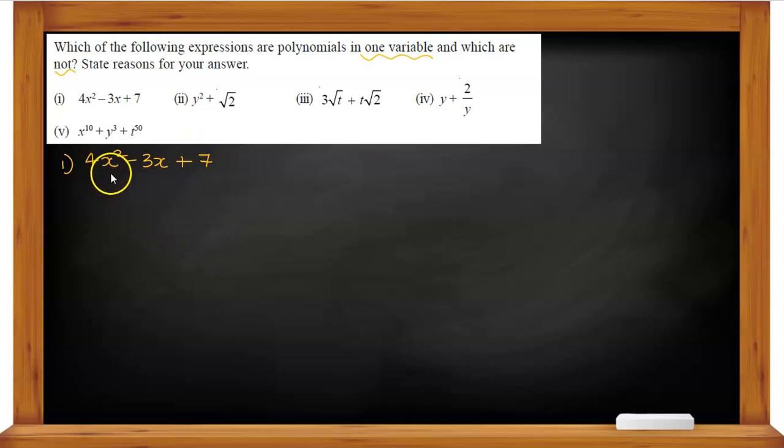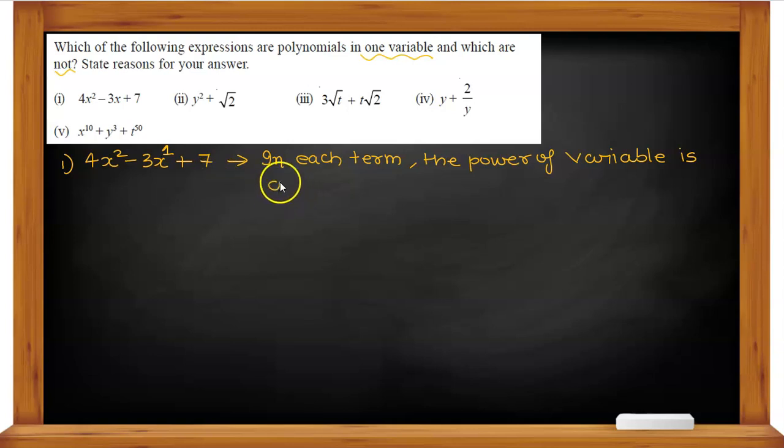Here in this expression there are three terms: 4x square, minus 3x, and 7. In the first term, the power of x is 2, which is a whole number. Here the power of x is 1, which is again a whole number. And the third one is a constant only. So we can say in each term the power of the variable is a whole number. So it is a polynomial, right?